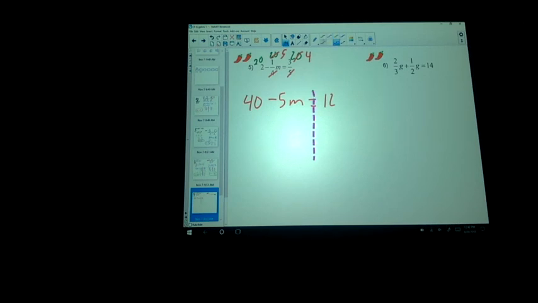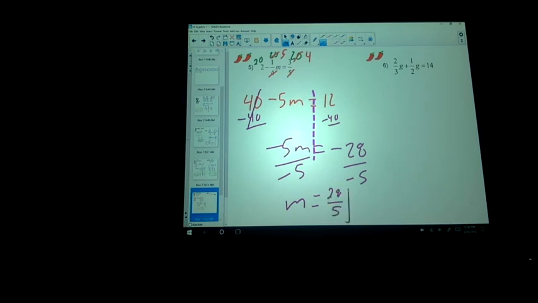What I do on one side, I do the other. What is that? Negative 28. Divide the right side by negative 5. Negative over negative is positive. 28 over 5 won't reduce, so I just wind up with an answer of m equals 28 over 5.